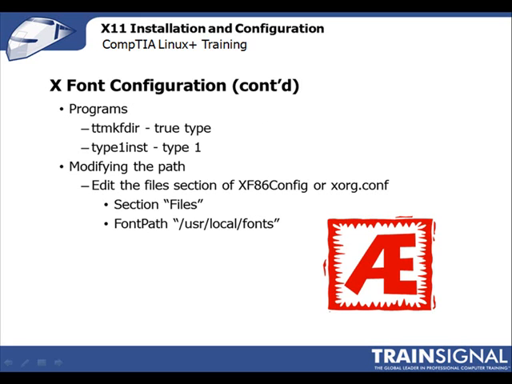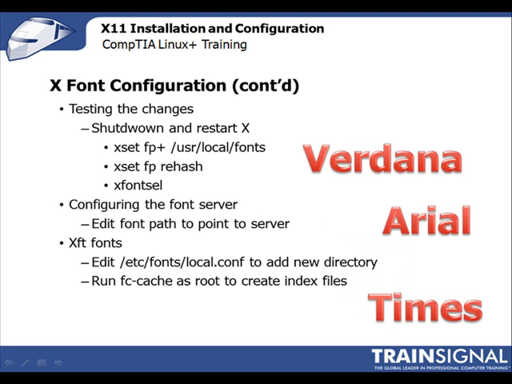So now you have the files downloaded and copied to the appropriate directory, and you've also created the fonts.dir file. Now the only thing left to do is to modify the path. To do this, edit the Files section of XF86Config or xorg.conf. Just copy one of the existing lines, paste it, and change the path to point to your new fonts directory. For example, under the Files section, you'd have a new entry that says FontPath and have that set to /usr/local/fonts.